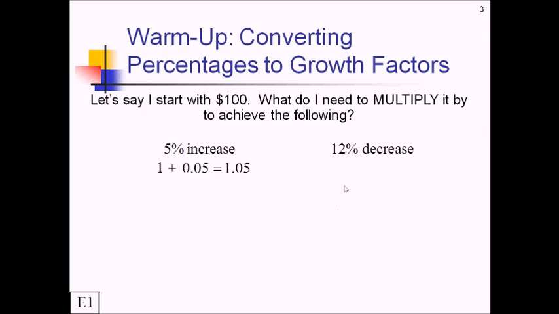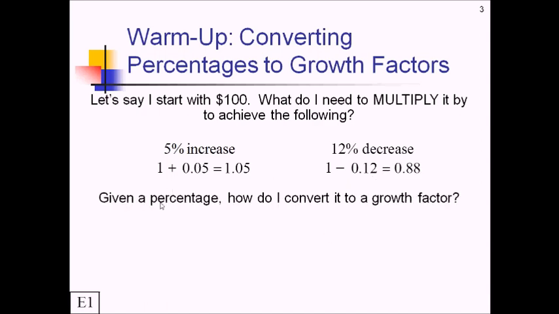So how do you think we handle a 12% decrease? Well, it's the same idea. We're starting with the original amount 1, but now I want to take away 12 hundredths from that. So I have to subtract 0.12, and that would give me 0.88.